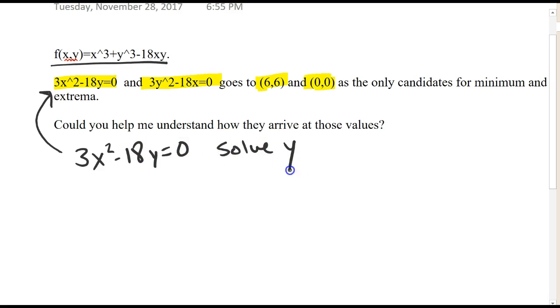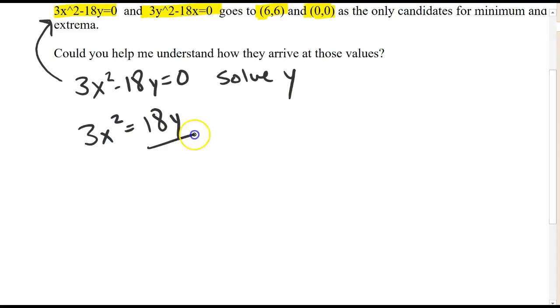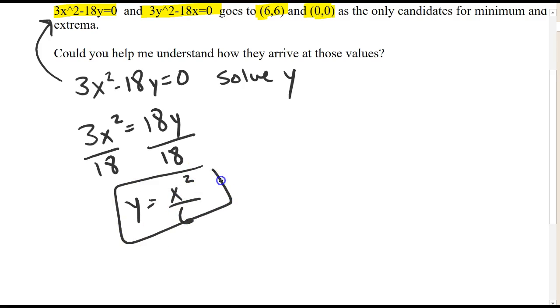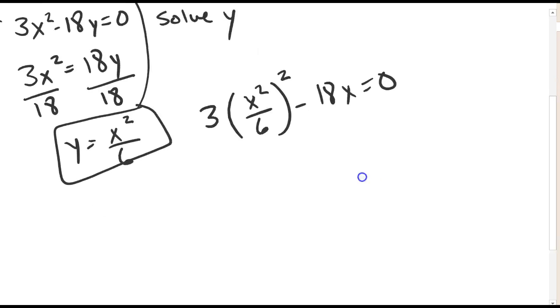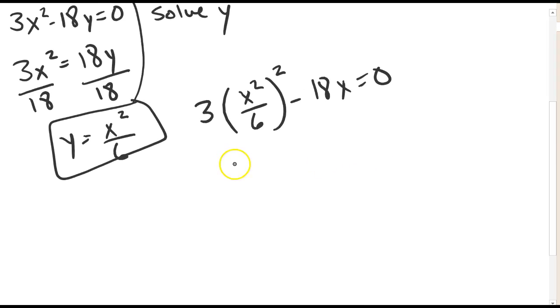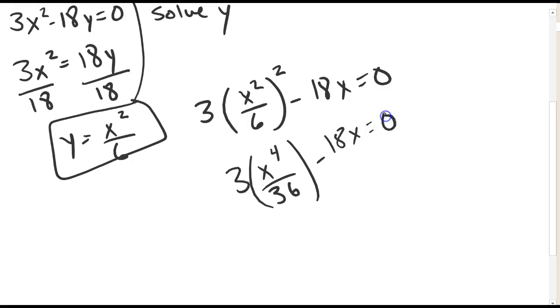If we solve for y, we get 3x squared equals 18y. Divide both sides by 18, and we end up with y equals x squared over 6. Now if I plug that into the second equation for y, I get 3 times the quantity x squared divided by 6, squared, minus 18x. Solve for when that equals 0. So I get 3x to the 4th over 36 minus 18x equals 0.